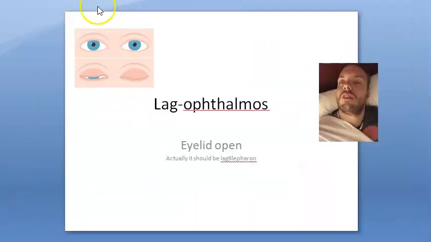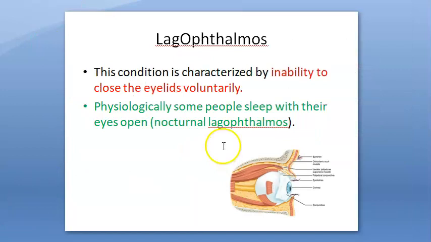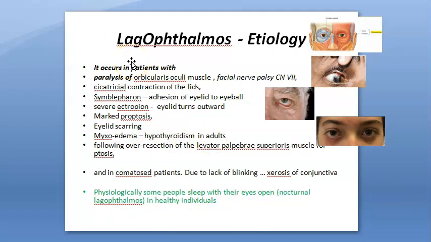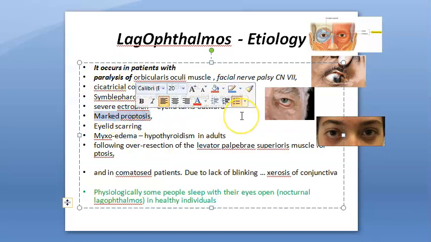Lagophthalmos. What is there in lagophthalmos? Basically the eyelids are open. It is an anomaly in the position of the eyelid, the inability to close the eyelid voluntarily. So even if you want, you cannot close the eyelid. It can happen in cases of symblepharon, severe ectropion where the eyelid is turned outward, and marked proptosis where the eye is popping out. How will you close the eyelid then?